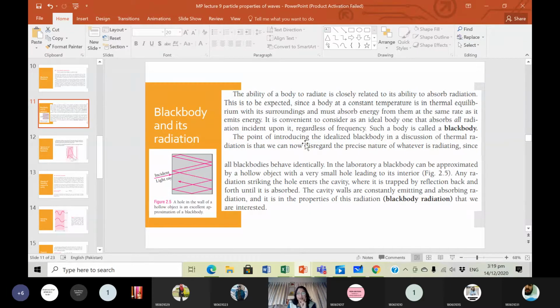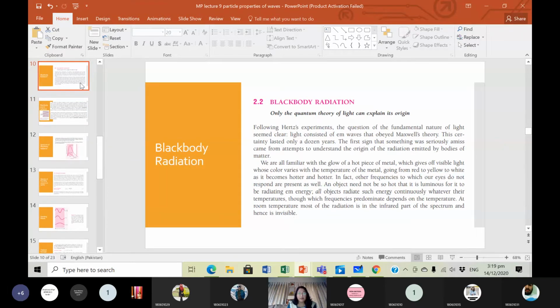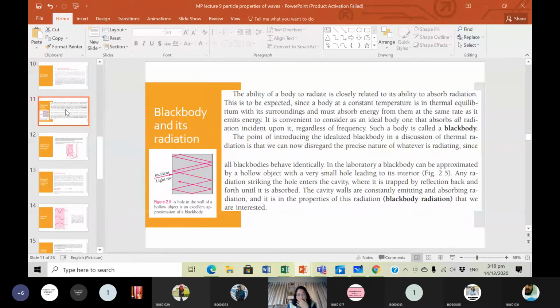So that is a perfect black body, and we're going to discuss the mathematical aspects of how we give some equations and values to black body radiation. Okay, so we're going to discuss that in this chapter. What we're saying here is that we can create an idealized black body in a laboratory, and a black body can be approximated by, if you can see this diagram over here, okay? It's a bit small, but I hope you can see it. In a laboratory, a black body can be approximated by a hollow object, okay?